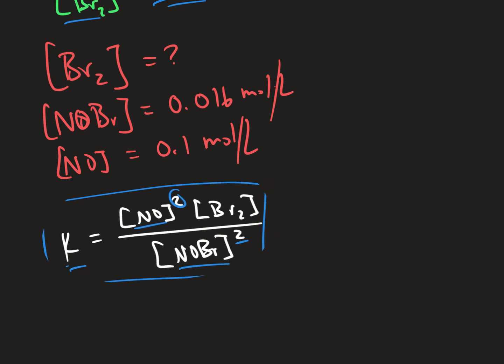Okay. Now, what are we solving for? Br2. We need to get the concentration of Br2 all by itself. Now, ladies and gents, you could plug numbers in and then solve if you like. That's the way we learned in junior high, so that's the way that's stuck in our head. But let me tell you something. It's much more simple to do it without plugging the numbers in first.